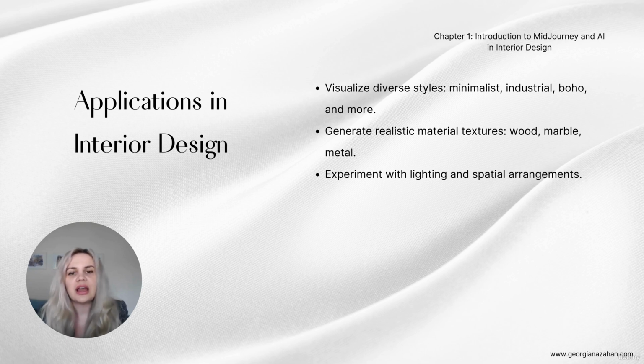Number two, material and texture visualization. This one is big. You can describe wood types, marble finishes, concrete walls, glass dividers, and Midjourney will give you super realistic images with those exact textures. You can even get specific: polished travertine, raw concrete, glossy black metal, woven jute rug, and you'll see them rendered beautifully. It's amazing for when you're experimenting with combinations, like pairing rough with soft or matte with shiny. You don't have to guess anymore.